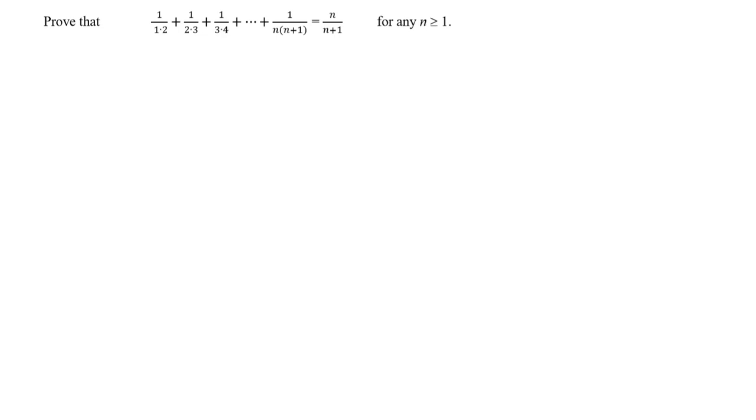Hello, in this video we're going to continue with the proof by induction. In this example we have 1 over 1 times 2 plus 1 over 2 times 3 all the way to 1 over n times n plus 1, equal to n over n plus 1. How to prove this? We're going to prove it using proof by induction, but first we have to write the 3 steps.